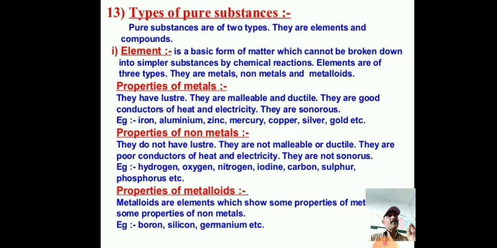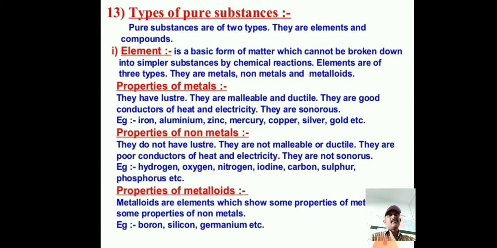An element is a basic form of matter which cannot be broken down into simpler substances by chemical reactions. So elements are pure substances, and elements are made up of the same kind of atoms. Elements are not decomposed into simple substances by chemical reaction. So elements are of three types. They are metals, non-metals and metalloids. Is it clear? Metals, non-metals and metalloids.